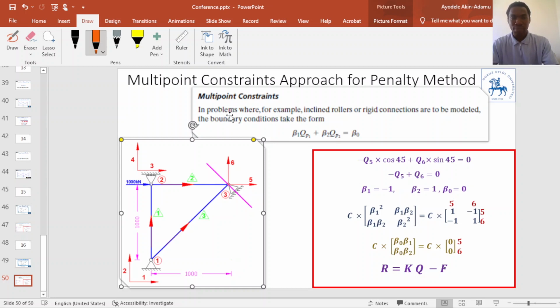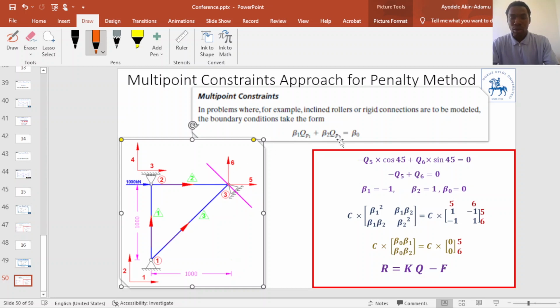If you read the text here, it says that in this problem, the model is applied to inclined roller or rigid connection. So these are the problems that we can apply the multipoint constraint model to. The multipoint constraint model is ideally suited to solve this type of problem, and it is defined by this equation: beta 1 QP1 plus beta 2 QP2 equals beta 0. So we have to write an equation at node 3 in this format. Beta 1, beta 2, and beta 0 are coefficients. For a truss system, let's define QP1 as the horizontal degree of freedom at the node we are considering.